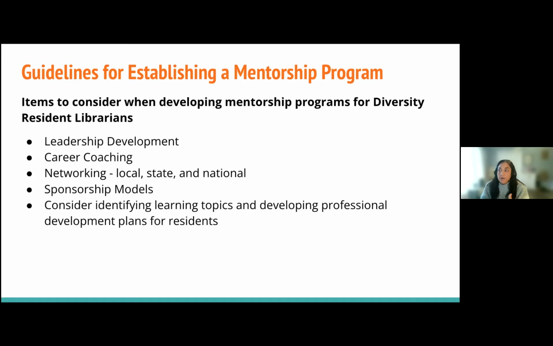And so finally, as you build your program or enhance and refine your mentorship model, one of the things we found very helpful was considering what topics you would like your mentors, your coaches, your sponsors to make sure they're hitting that align with the residents' goals, professional development, or long-term placement within the field.